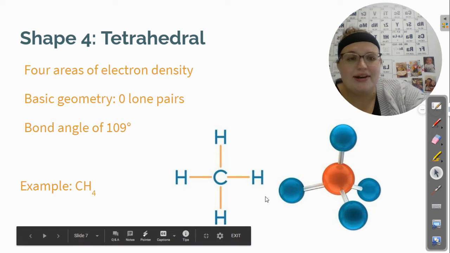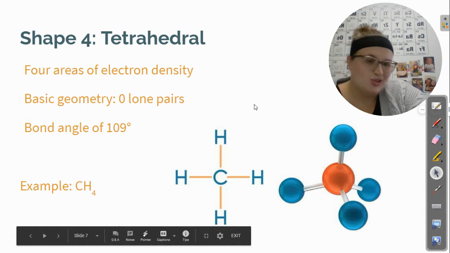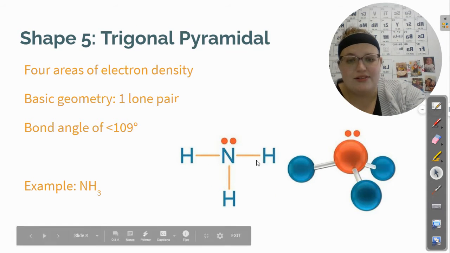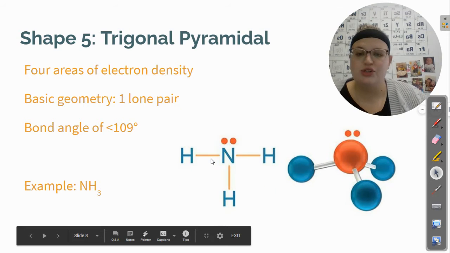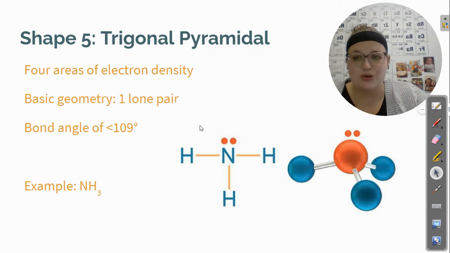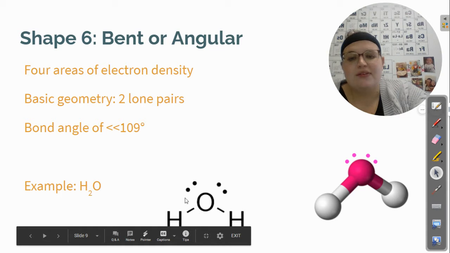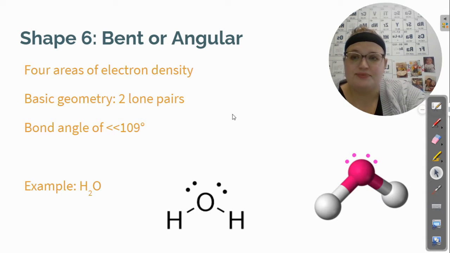Tetrahedral has 4 areas of electron density. There are going to be 4 things bonded to the central atom with 0 lone pairs on the central atom, with a bond angle of about 109 degrees. Trigonal pyramidal is going to have 4 areas of electron density, similar to tetrahedral, except that one of those areas is going to be a lone pair, with a bond angle of less than 109 degrees. Bent or angular number 2 has 4 areas of electron density, but 2 of them are lone pairs on the central atom, with a bond angle of much less than 109 degrees.